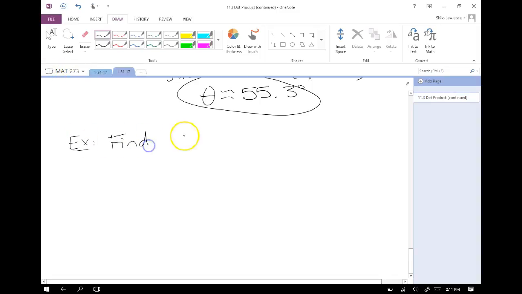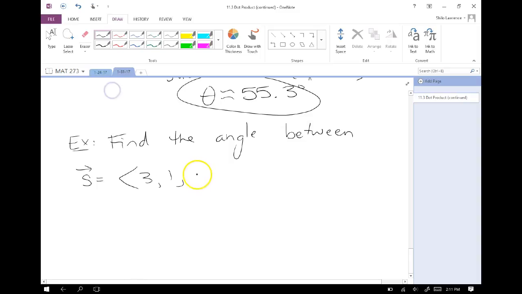All right, you guys do this one real quick. And this one's going to be a lot harder to draw. You don't need to draw it because they're going to be three-dimensional vectors. But we want to find the angle between vector S, which is 3, 1, 5, and vector T, which is negative 2, 0, 9. So I want you guys to try that one.